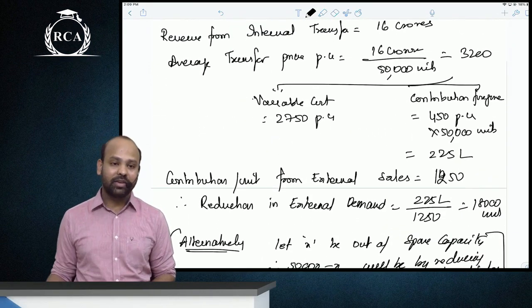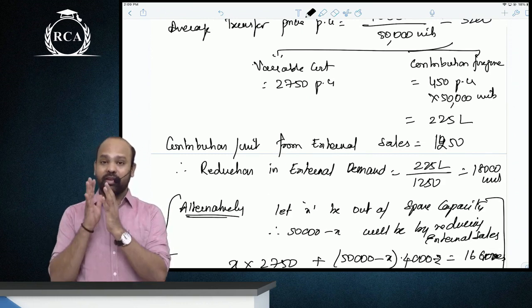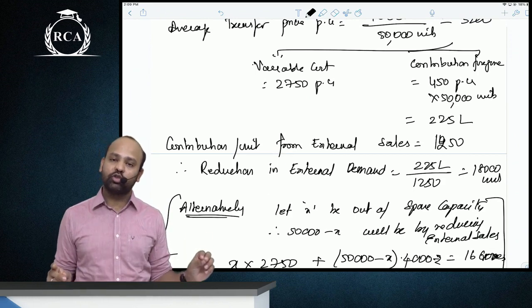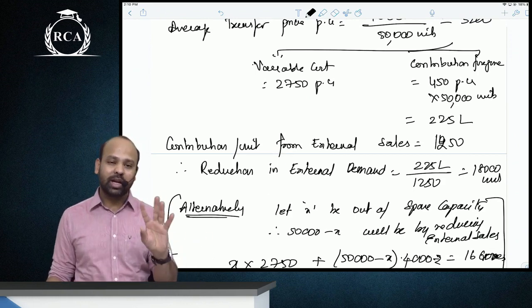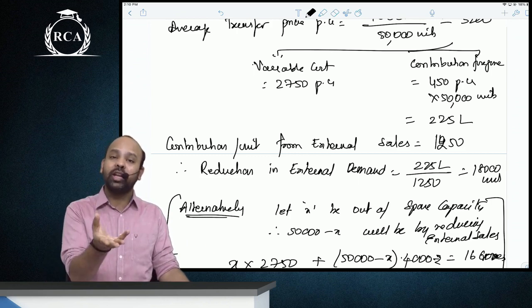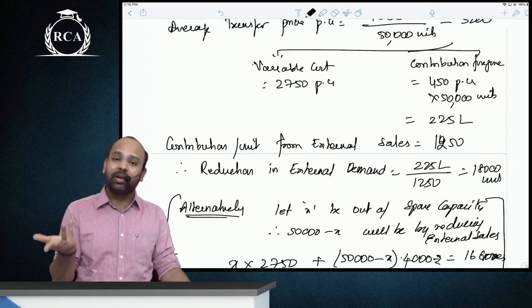I want you to understand this reverse calculation. Out of that 16 crores, the average transfer price is 3,200 and the variable cost is 2,750. Whether you transfer out of spare capacity or by reducing external sales, you are anyway going to incur a variable cost of 2,750. Our overall contribution foregone per unit comes to only 450 rupees.